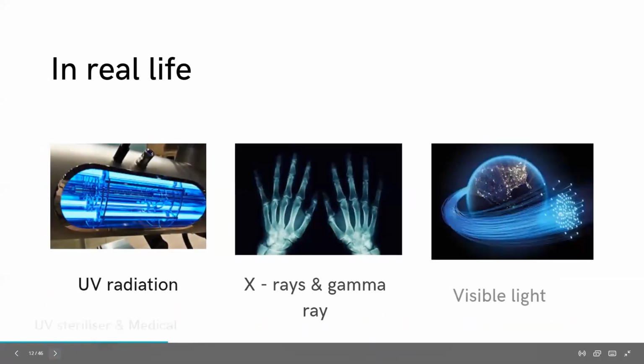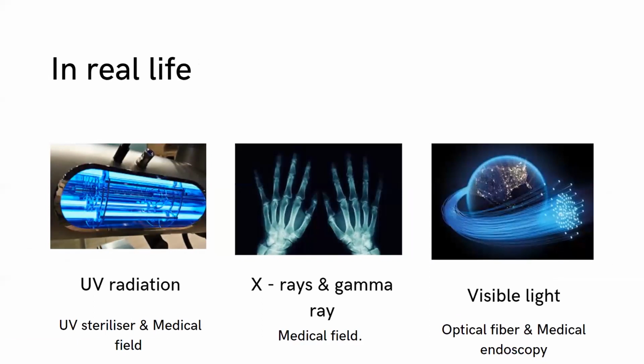Now we have UV radiation, X-ray or gamma ray, and visible light. For UV, we use it in the UV sterilizer or in the medical field, or maybe food processing, aerosol sprayers, refrigerators, or some equipment, energy efficient lamps. All these are some of the applications of UV.